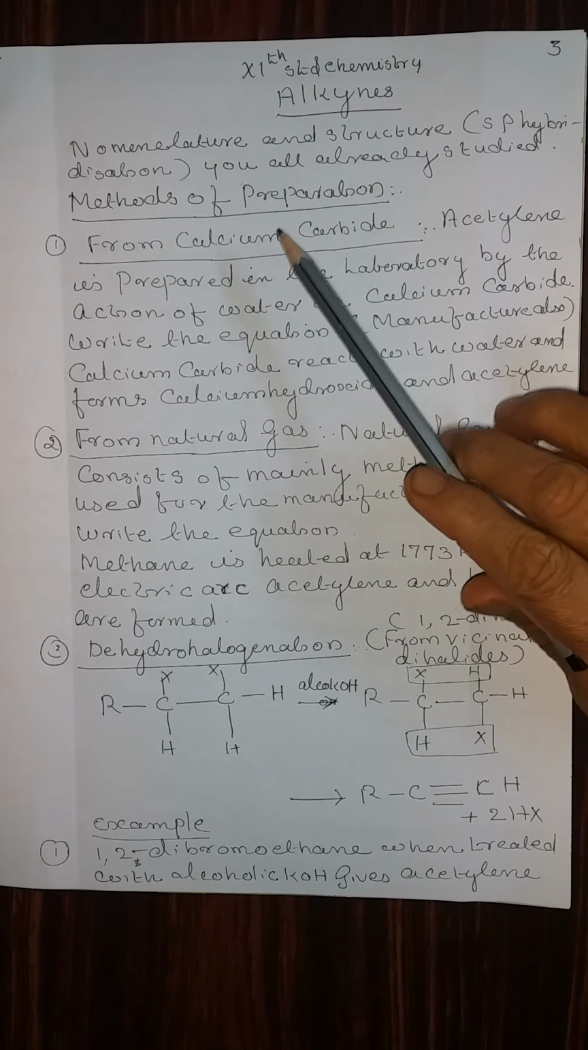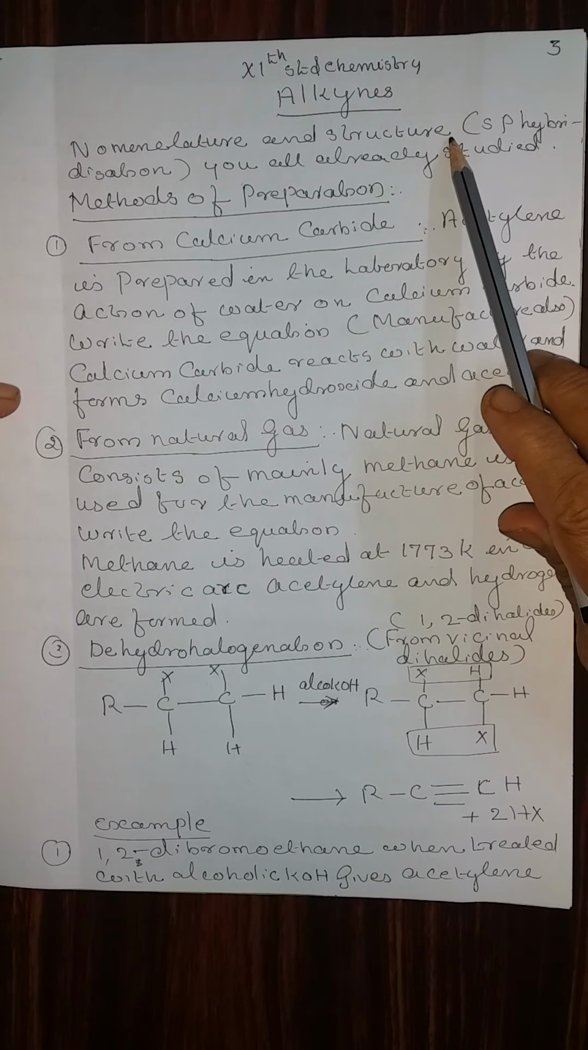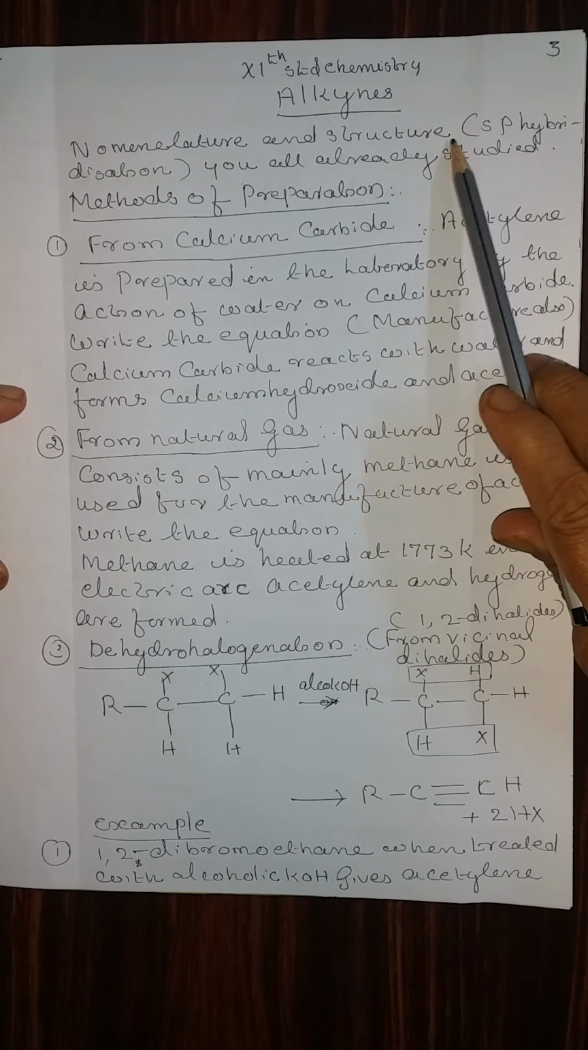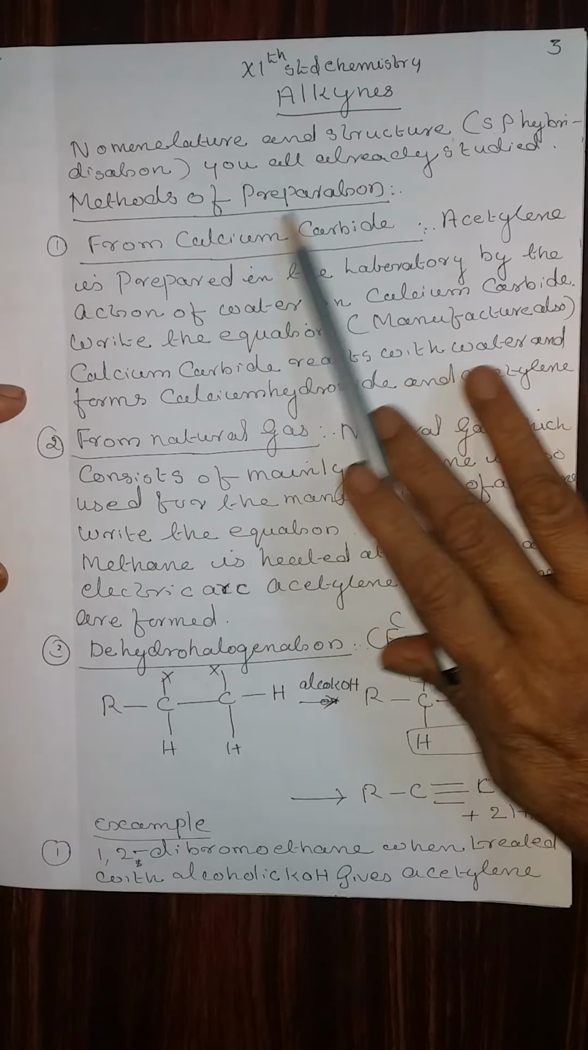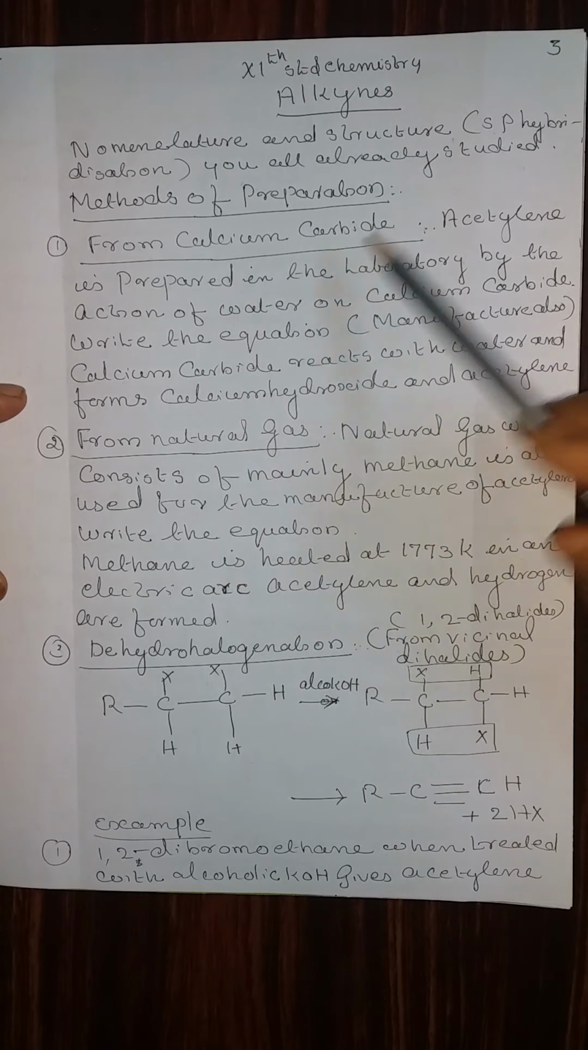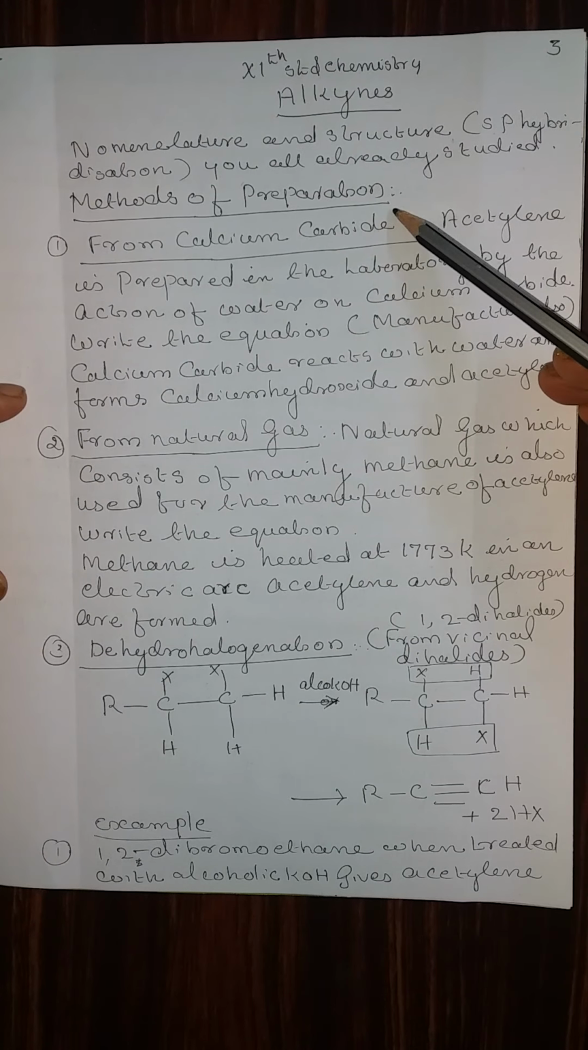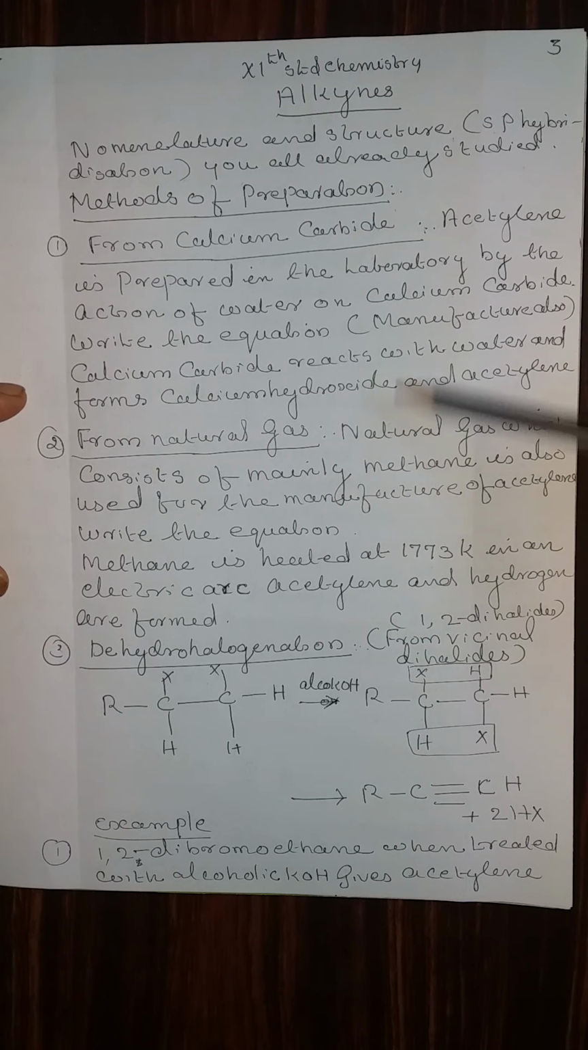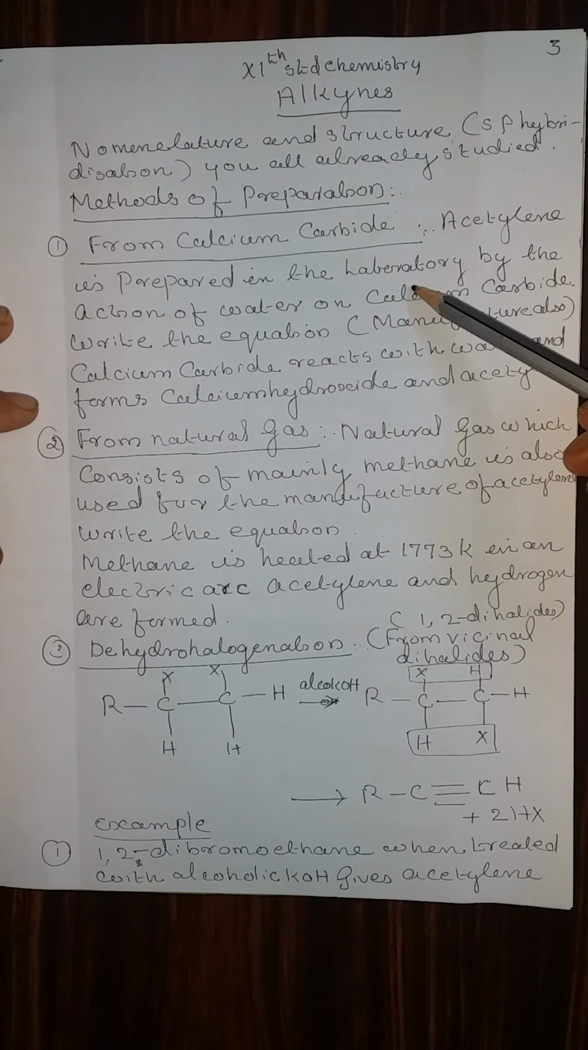Alkynes: nomenclature and structure of alkyne, that means acetylene, and sp hybridization, you already studied. Next point is methods of preparation. I hope all of you know the chemical formulas. Please write the chemical equations. Balancing you can do later.